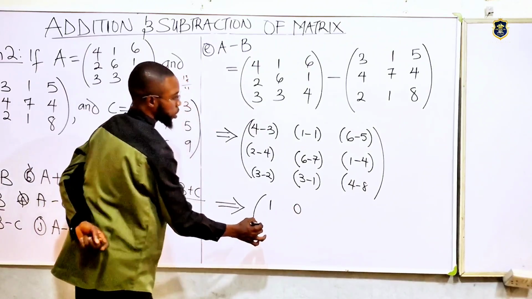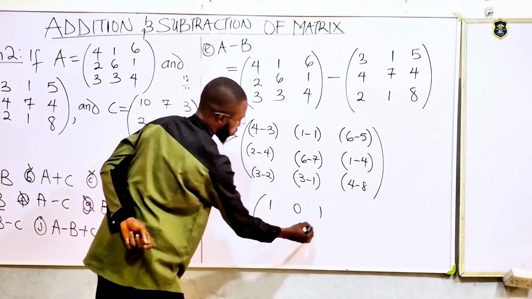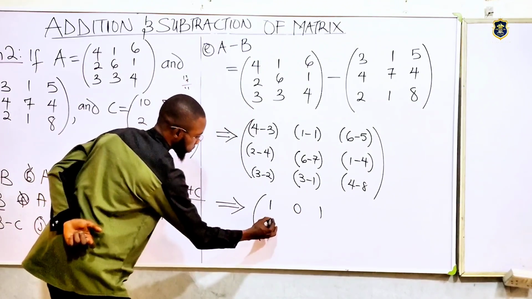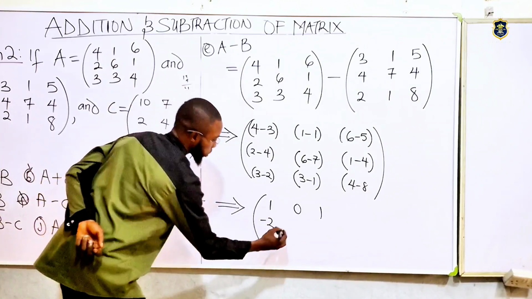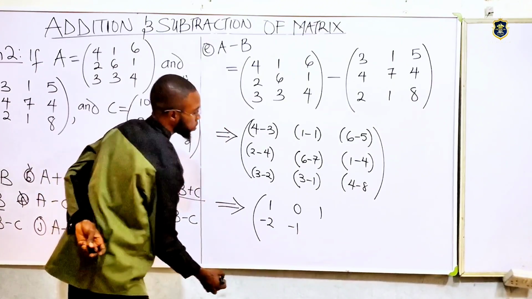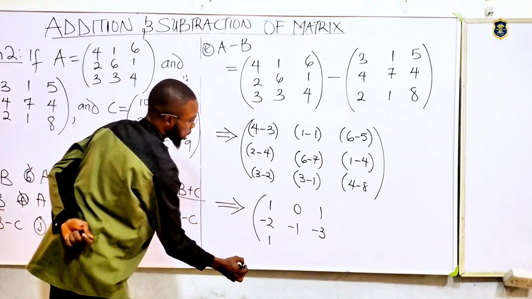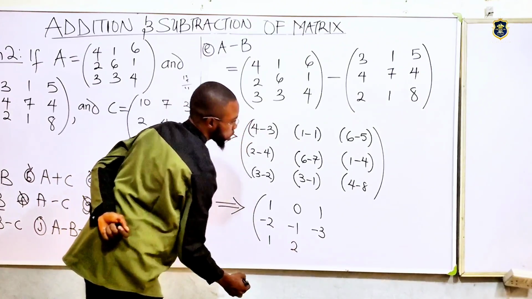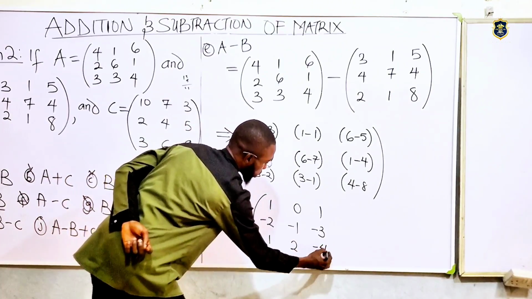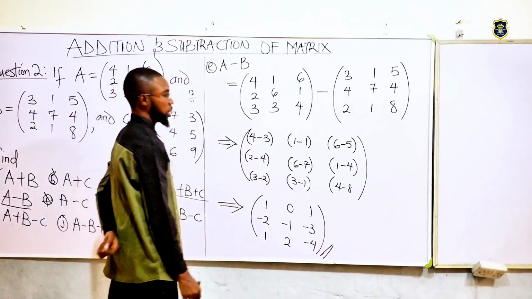So with that, it becomes 3 minus 4 is 1. 1 minus 1 is 0. 6 minus 5 is 1. 2 minus 4 is minus 2. 6 minus 7 is minus 1. 1 minus 4 is minus 3. 3 minus 2 is 1. 3 minus 1 is 2. And 4 minus 8 is minus 4. That's basically how it works.